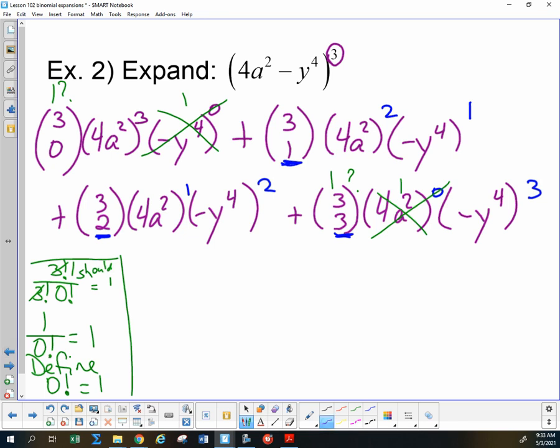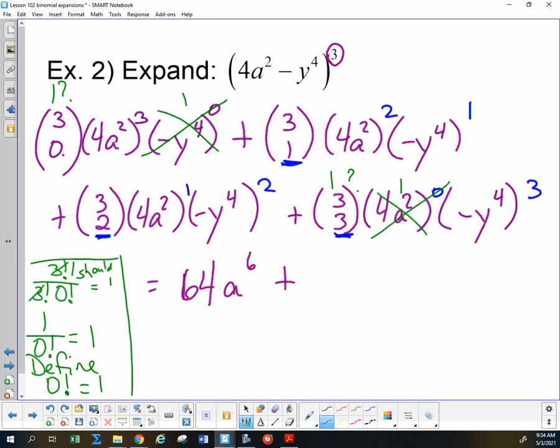So now let's go back to what we're trying to evaluate. So this 3 factorial over 0 factorial we've just figured out is 1. Who can help me out with 4a squared cubed? Robbie, what's 4a squared cubed going to give me? So I don't really need that 1 right there. So 64a to the 6th.